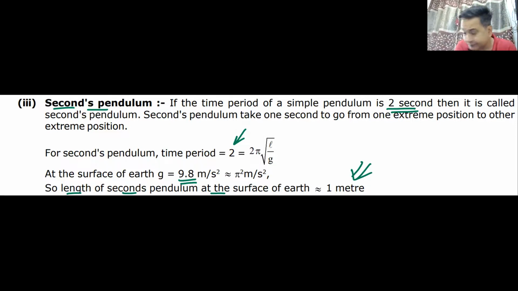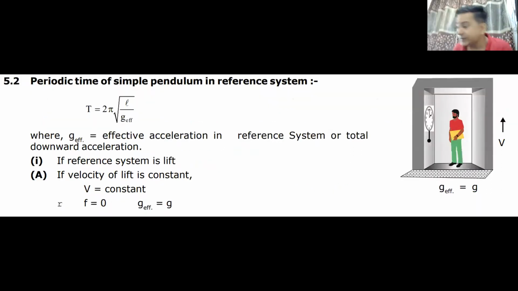Well done. That takes us to the last part of this particular chapter, where we have a simple pendulum kept in a lift or in a reference system apart from Earth. Here the lift is going up with a velocity v. It could have come down with a velocity v as well. Remember, wherever you have different values of g or different values of g effective, the time period becomes 2 pi root over g effective. We have already seen that in the question of charge and electric field. Yes or no?